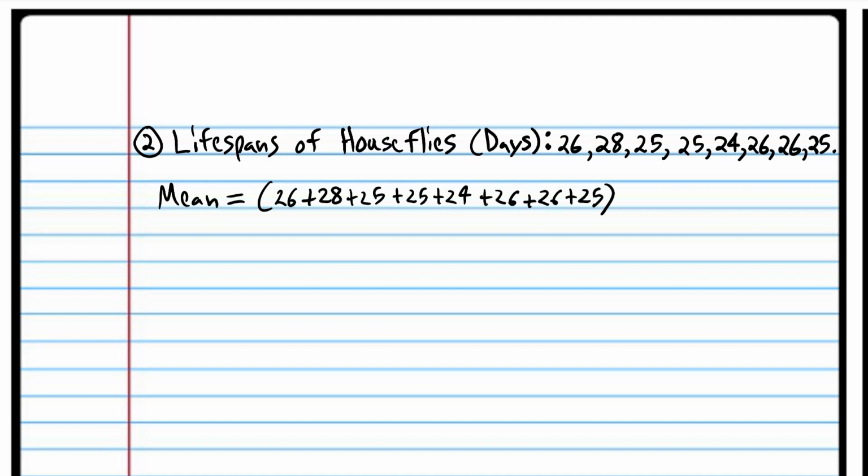So I'll go ahead and double check, make sure you have those correct. And then you divide by how many numbers there are. So there's 1, 2, 3, 4, 5, 6, 7, 8 numbers this time. So we're going to divide by 8. So we have to add all those numbers up, line them up vertically.